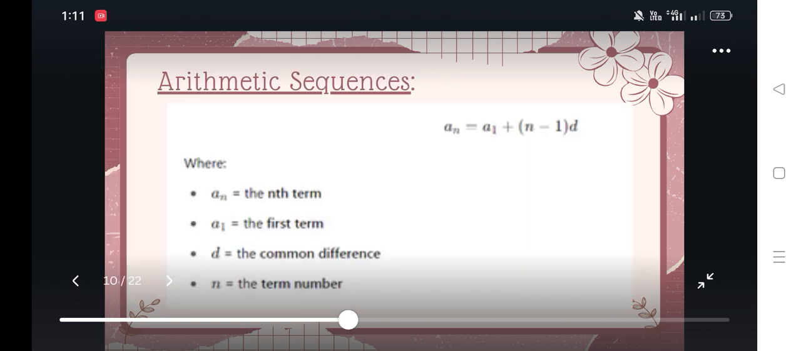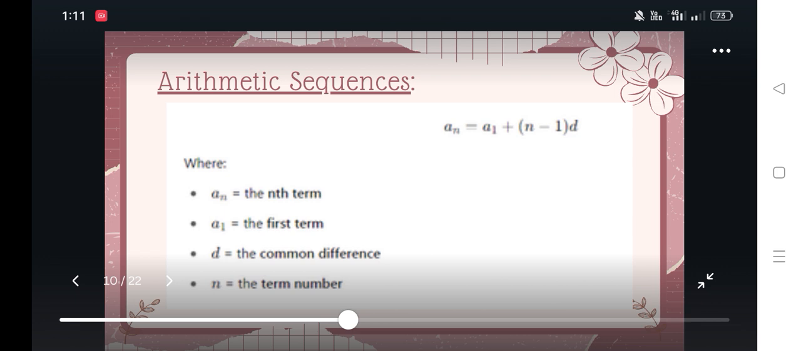Okay, we also have a formula with this one. So the nth term, notice this one kanina, a_n, we call it the nth term, is equal to the first term, a_1, plus n, the term number or the term position, minus 1, close parenthesis, times the common difference, or we use the letter d. Nasabtan na tong formula? Just remember the formula.